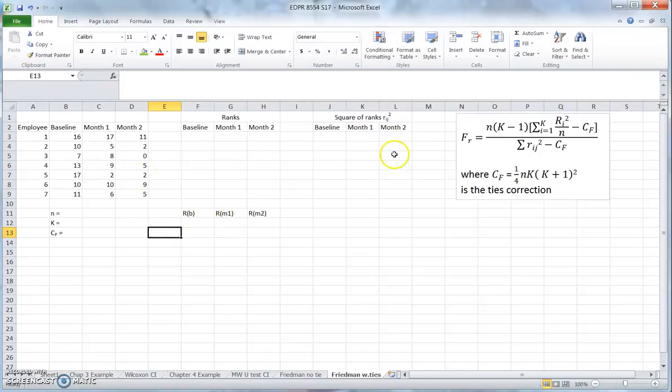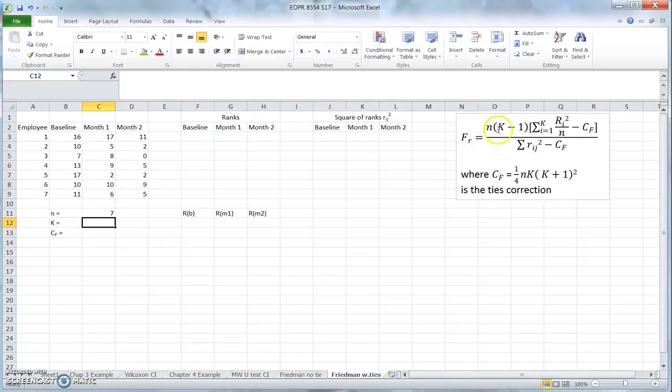Alright, let's start, and first we look at the formula that's necessary to use when there are tied scores. Here it is. It's available in the textbook as well. As we go through the formula, we find out we need N, K, Ri squared, CF, and little rij squared. Those are the numbers we need to complete this calculation. N is easy. N is the number of observations. In our case, N equals 7.